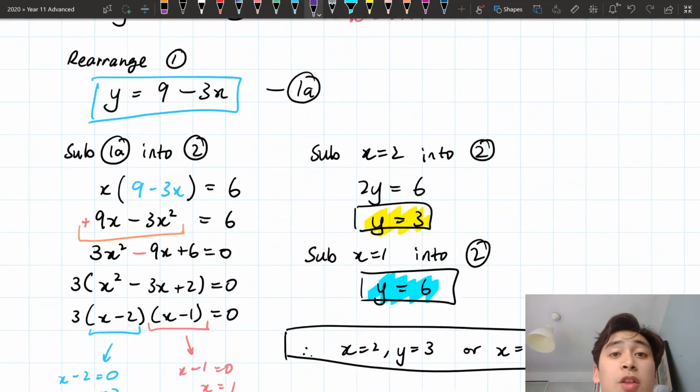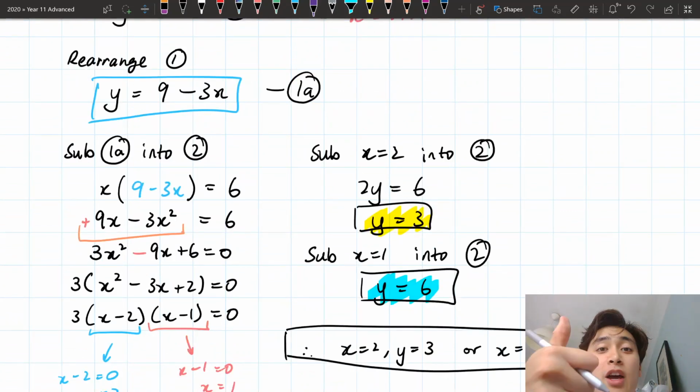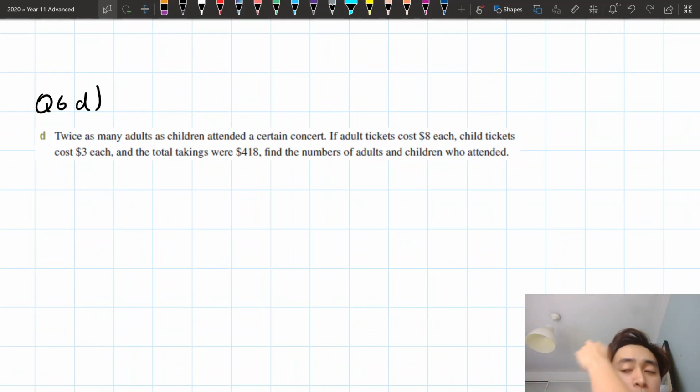Okay, there was one more question that was submitted, and I do remember, I think Marianne suggested this. So thank you for your submission, Marianne. And this is question 6D. Question 6D. And this was one of those worded problems that we had at the end of that question.